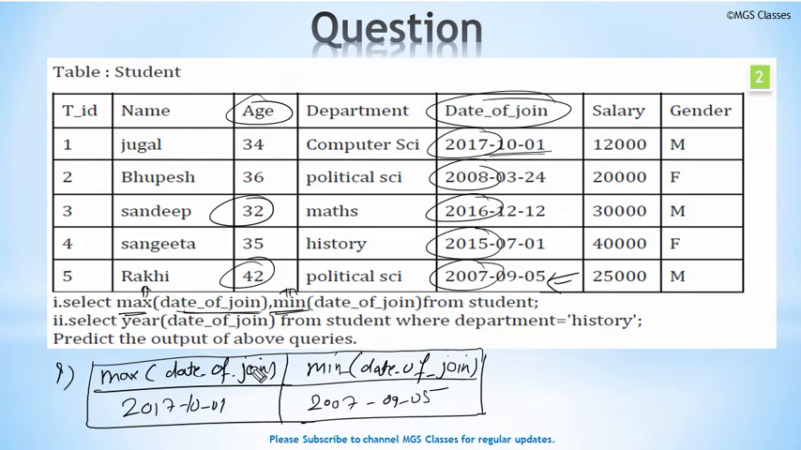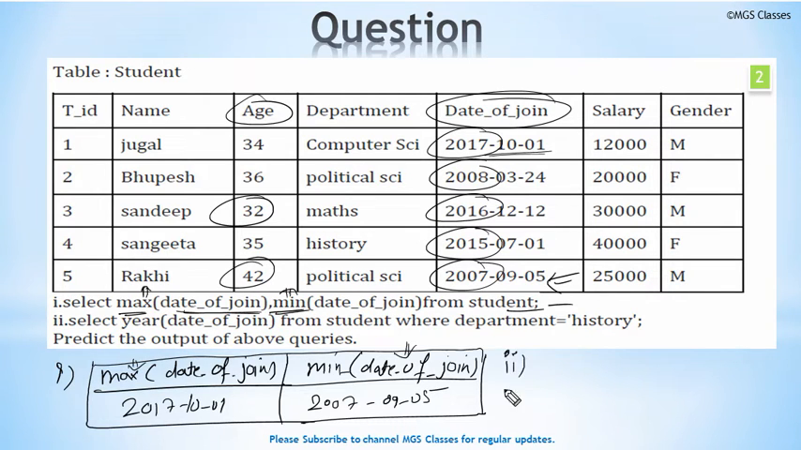But if the same functions are applied on the date column, then the max function will return the latest date and the min function will return the oldest date from today. So if you know that thing, then you will be able to answer this question very easily. So the first query's output will be this much. Okay, so max of date of join comma minimum of date of join from the student, its output is here on your screen.